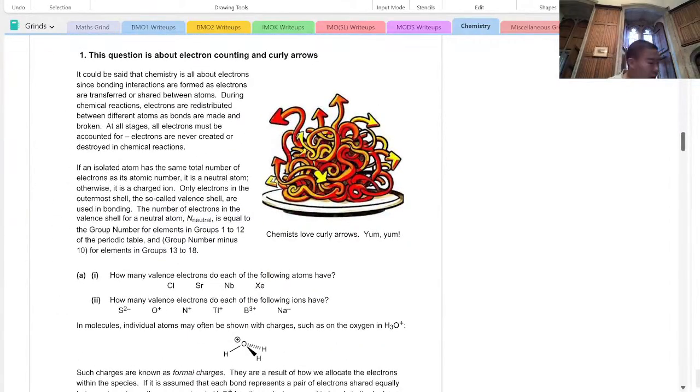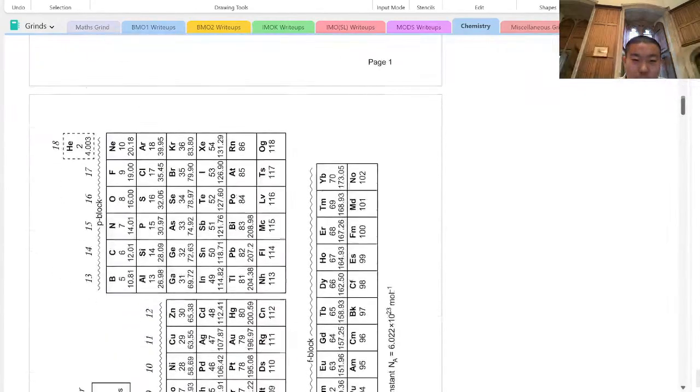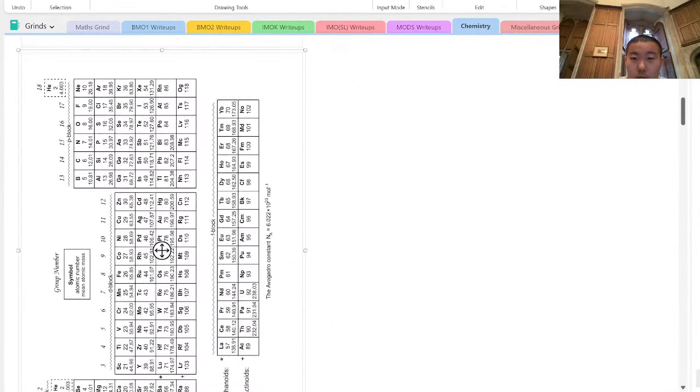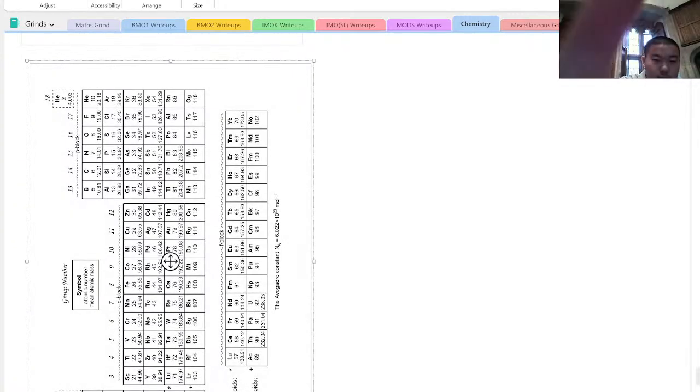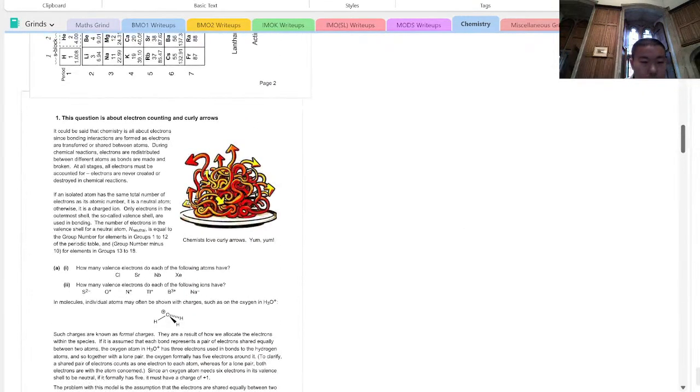Let's just go. I guess it's important to have one of these calcs. It's a very calculator heavy paper, so I'm also gonna need a periodic table. Can we rotate this? It's not letting us rotate. Whatever. Okay, so this question is about electron counting and curly arrows. I've not seen this paper before, so going into it blind.